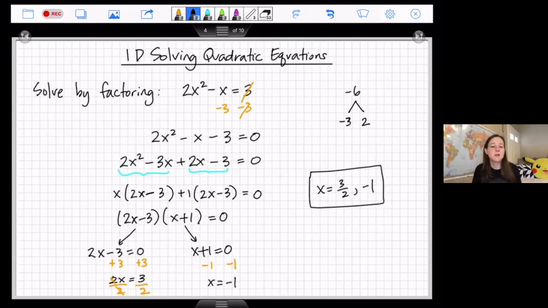So that's it for factoring. We spent a lot of time on factoring. Always just get 0 on one side. If you can factor it, go for it. If not, then you got to look for another method.